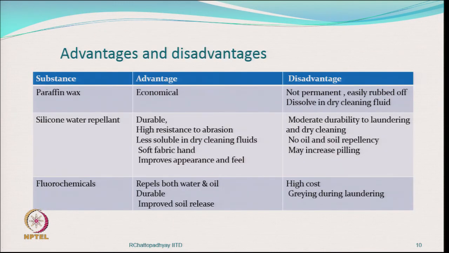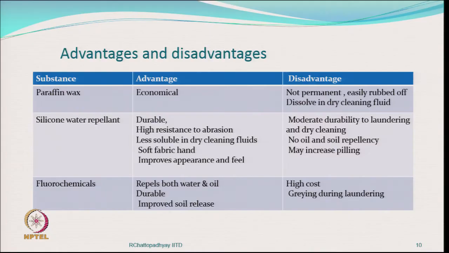So, some discussion on these kinds of finishes, with the advantages and disadvantages we have just listed. Paraffin wax is very economical, but it is non-permanent in nature. It can easily be rubbed off and dissolve in dry cleaning fluid. Silicone water repellent finishes are there. Silicone is very much used and they are durable in nature, they are resistant to abrasion. So, some advantages are listed here and some disadvantages are listed in the third column.